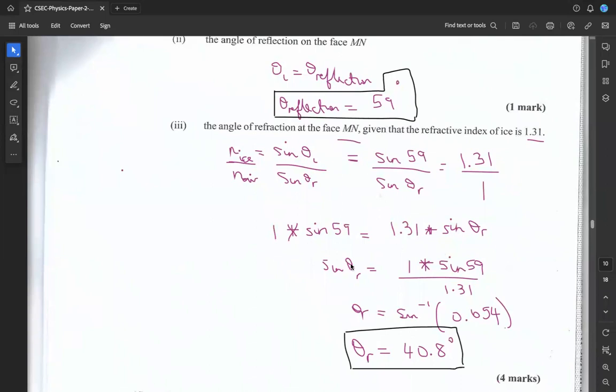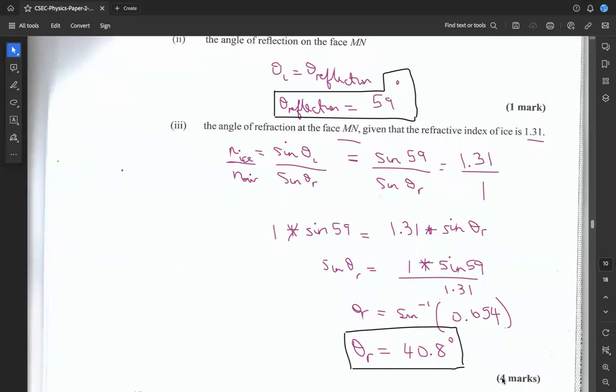Perfect. So now all that remains is that, in order to get out the angle, we have to do the sine inverse of both sides. When we do that, we end up with theta R over here, and then sine inverse of the value we calculated here, okay? That value ended up being 0.654. I did the inverse sine of that, and I got theta R, or my angle of refraction, being equal to 40.8 degrees, right? And that's for 4 marks.